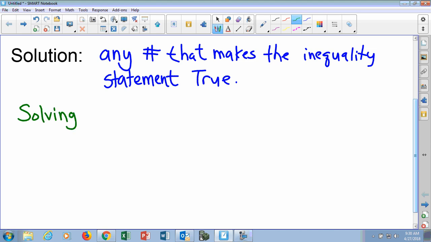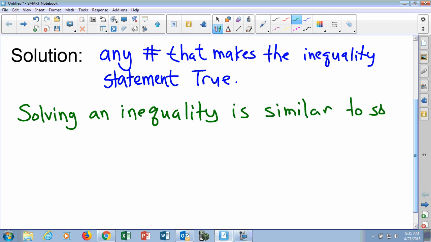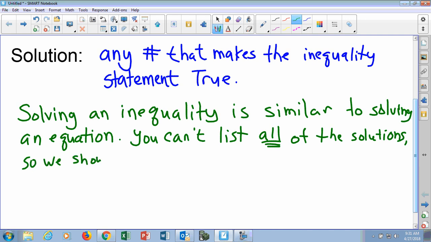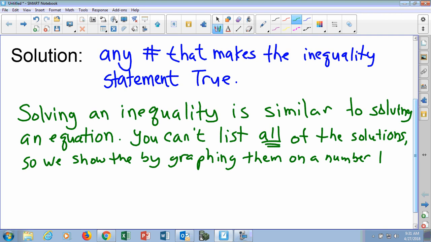So now, solving an inequality is similar to solving an equation. You can't list all of the solutions, so we show them by graphing them on a number line. And we're going to give you some examples here in just a second.